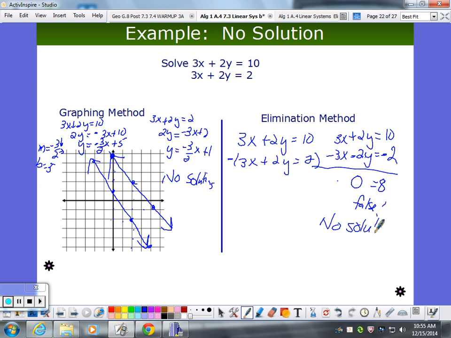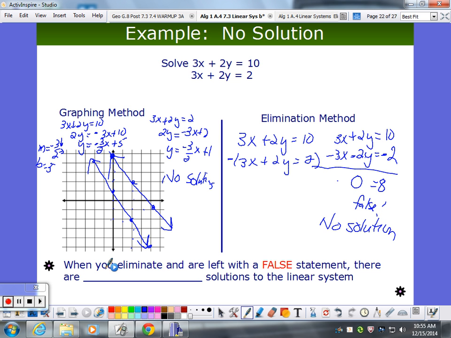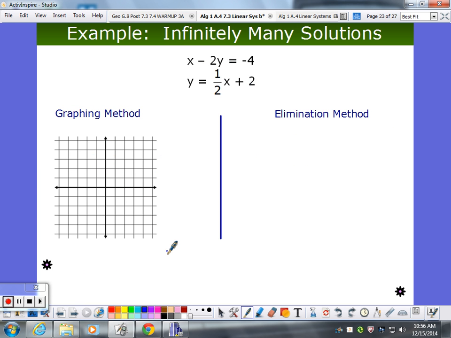So if you solve it graphically, you will see parallel lines. And if you solve it algebraically, you'll see nonsense like this. So when you eliminate and you're left with a false statement, there are no solutions to the linear system. Okay? And so either method will show the same thing there. No solutions. Okay? So let's try another one now.